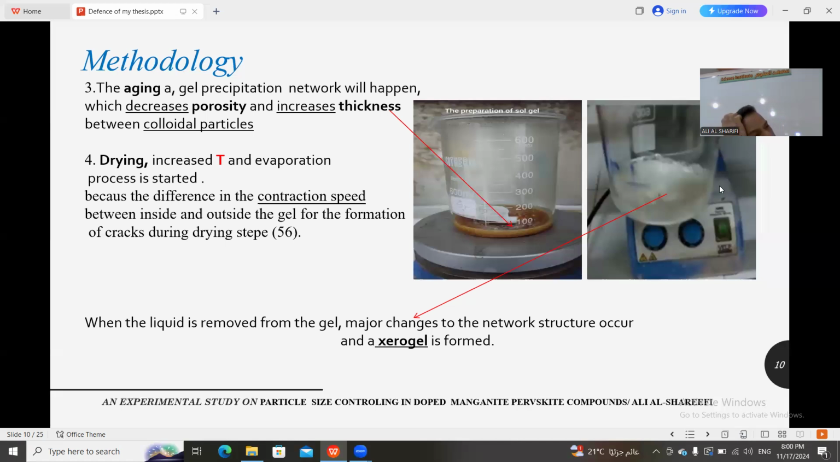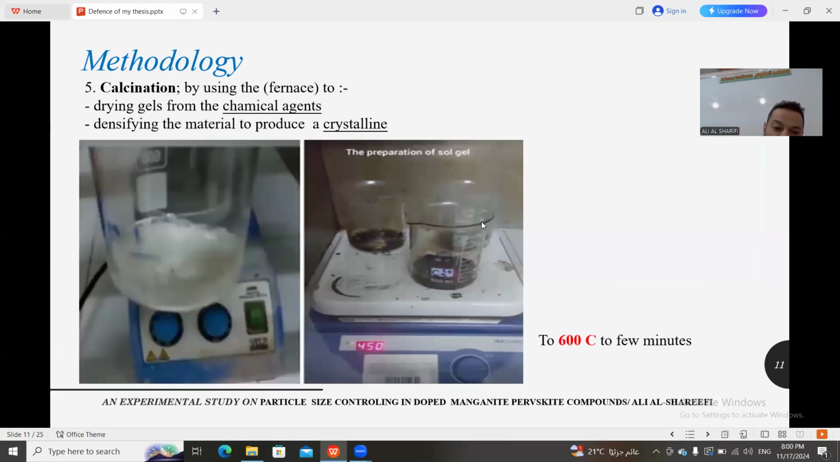I use the same heating treatment to evaporate all of the citric acid and ethylene glycol, by calcination, using this furnace, for two reasons. First one, drying the gels from the chemical agents, like I talked before, citric acid and ethylene glycol, and densifying the material to produce crystalline, here my crystalline with different molar ratios.